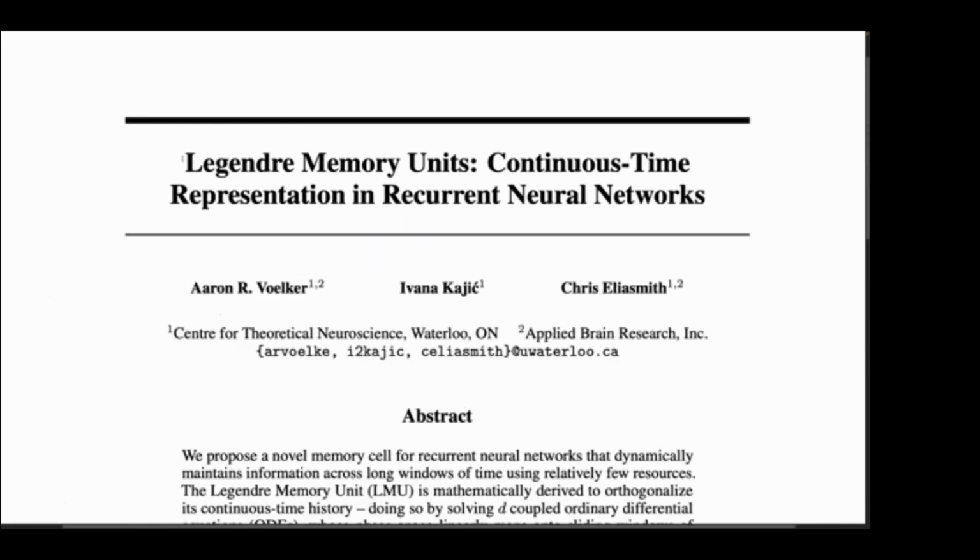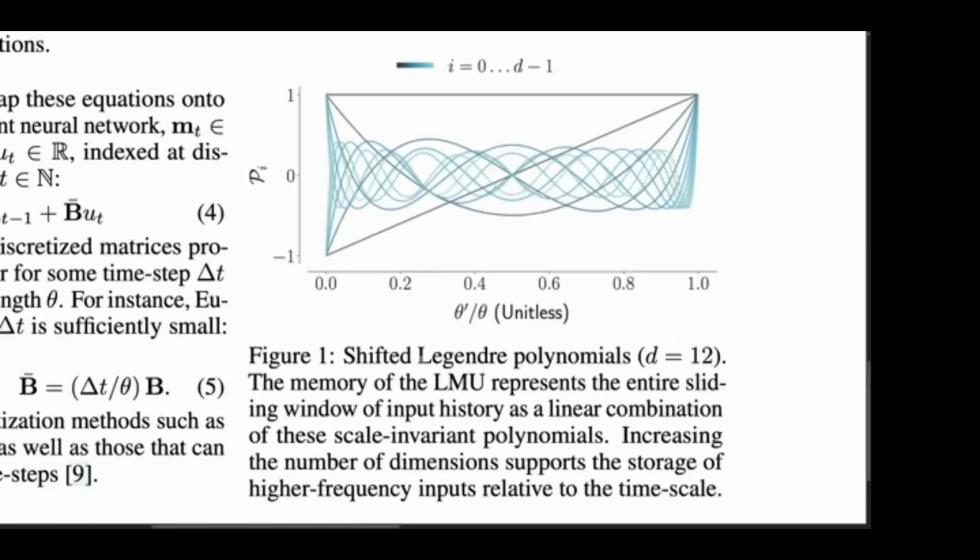Independently, and a little earlier, a creative approach to tackling the long-range dependency problem was introduced in this work on Legendre memory units, in the context of recurrent neural networks. As a refresher, Legendre polynomials are these beautiful creatures. You can construct them by making a sequence of polynomials that are orthogonal to each other.